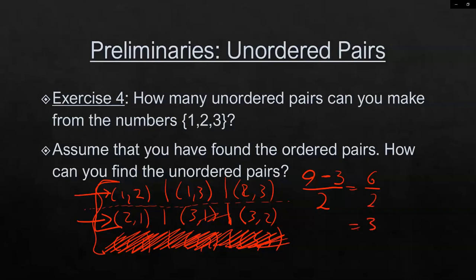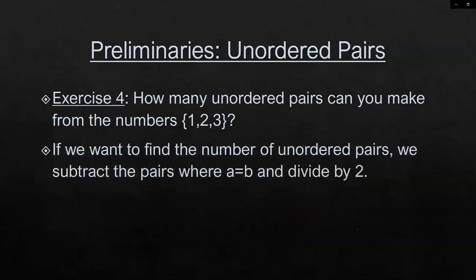That is very important and we're going to need it later. If we want to find how many unordered pairs we have, we just have to subtract the pairs where A is the same as B, so where the 2 entries are the same, and then we divide by 2. Because in a lot of the examples that are going to follow, we're first going to find the ordered pairs, and then we're going to deduce how many are the unordered pairs. Okay. So does this make sense?